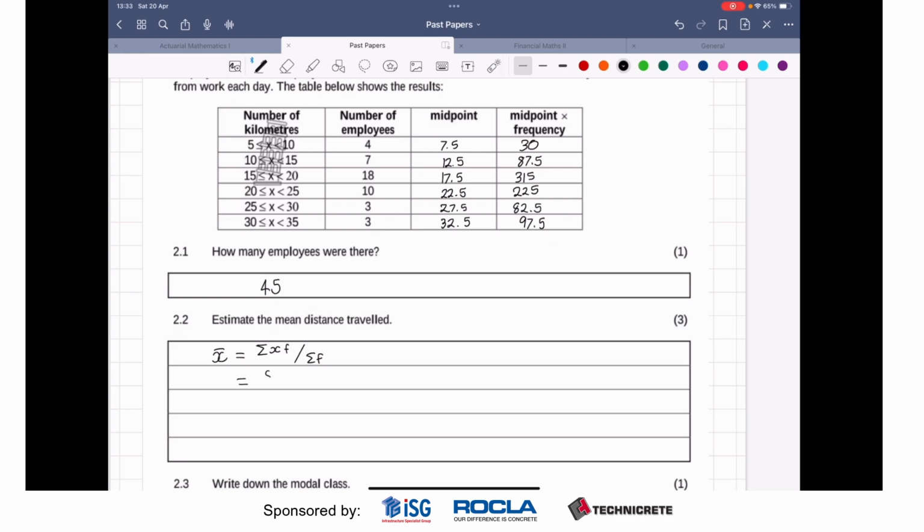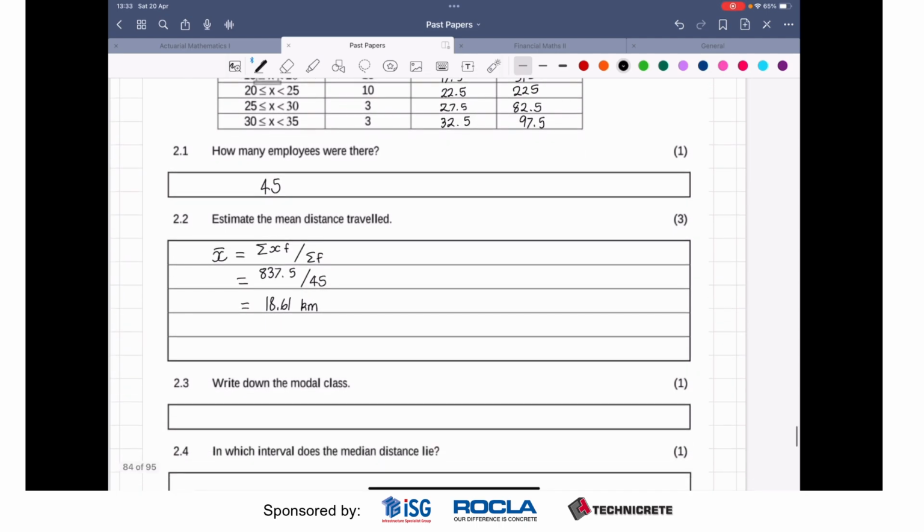I get 837.5, and then the sum of the f I already know was 45. And I put this in my calculator, and I get 18.61, and this is kilometers.